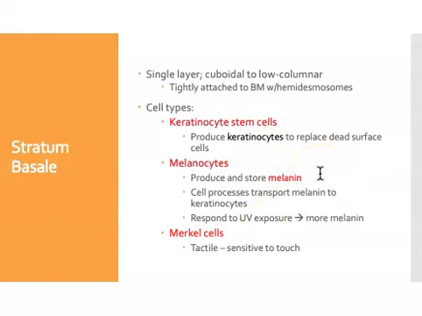I'll show you in a moment that melanocytes have a very unusual shape. They're referred to as dendritic cells because they have these strange processes, these strange extensions of their membrane that sort of reach up and in between the other cells. It's the melanocytes that will respond to UV exposure and will begin to make more and more melanin as we are exposed to more and more sunlight.